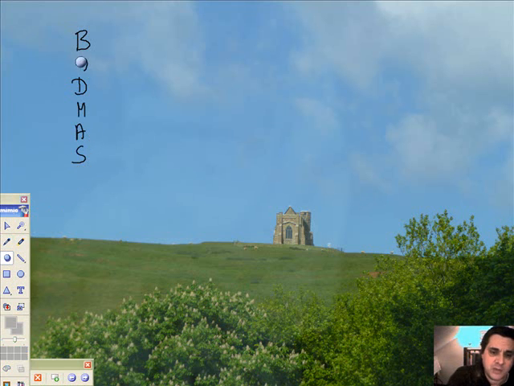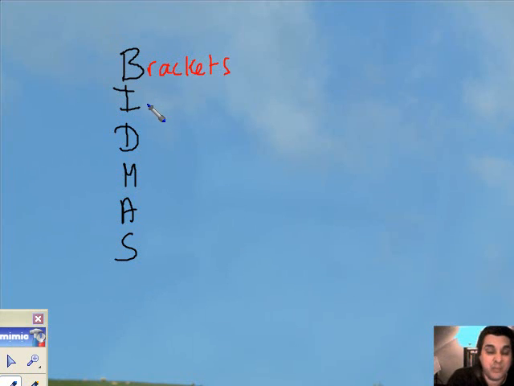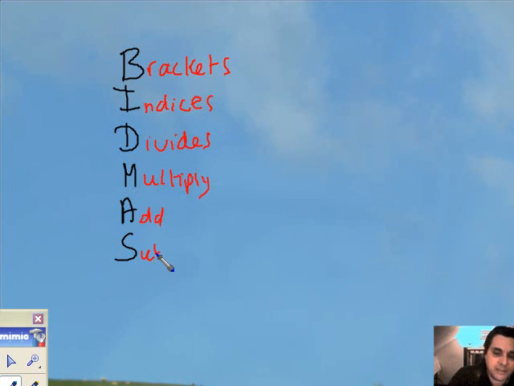Although I prefer Bidmus, and I'll tell you why in a minute. Usually called Bodmus, but I call it Bidmus because first of all we have brackets. If there's numbers in brackets, work them out first. If you have indices or powers, work them out next. Divide is in the same league as multiply, and adding is in the same league as subtracting. Okay, so that's the basic order in which you have to do things.